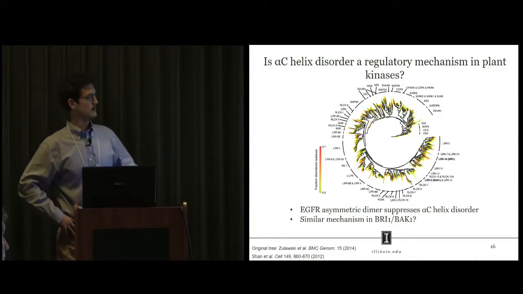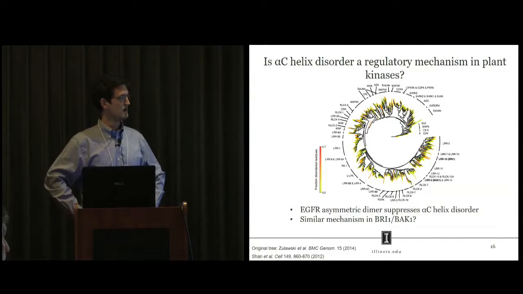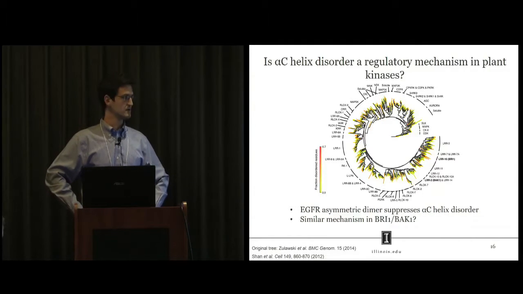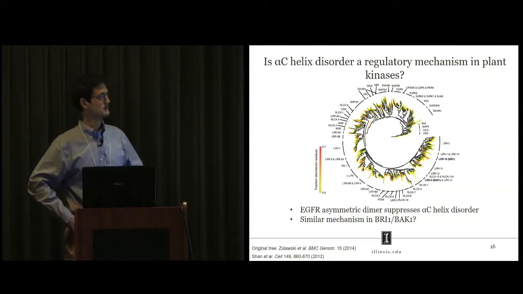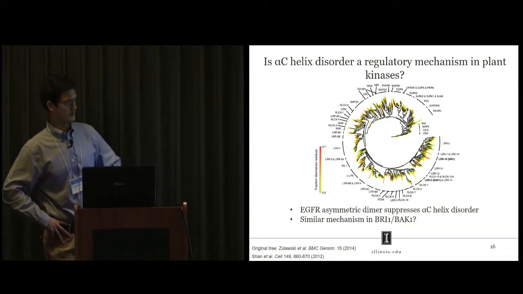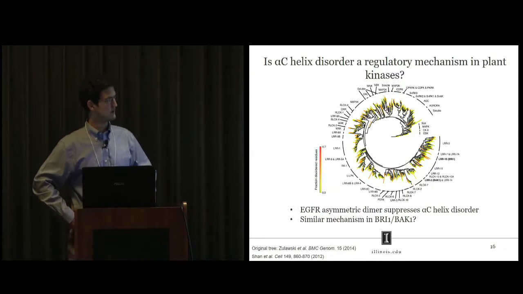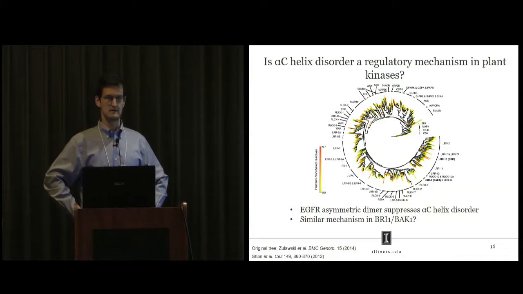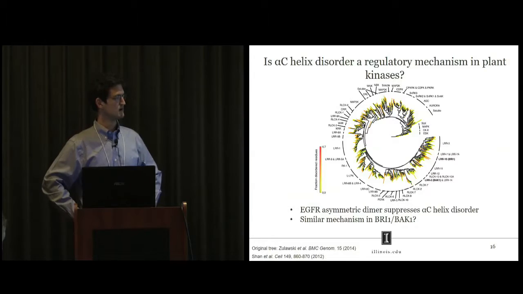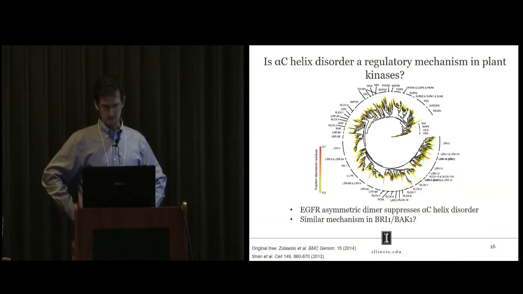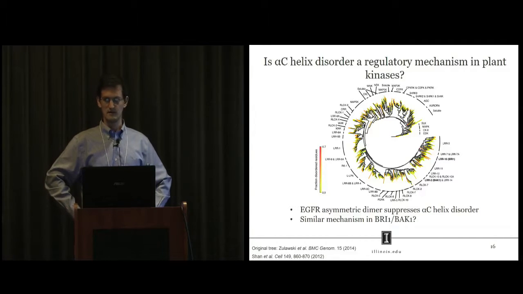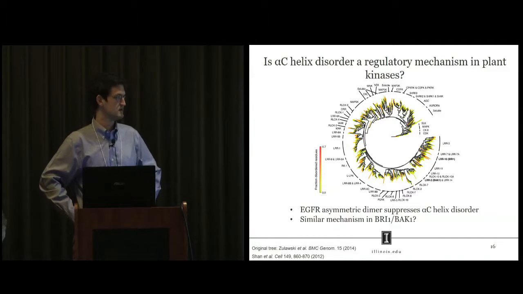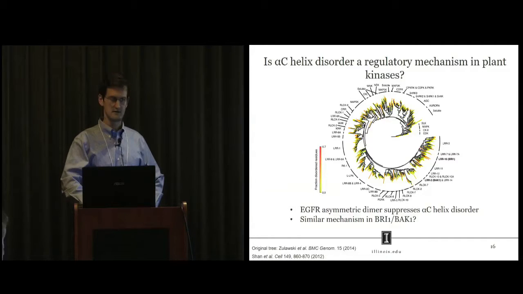And then also we just wanted to see how common this unfolding of this helix was throughout the known kinases in plants. So this is a phylogenetic tree made by another group, Zulawski et al. And we mapped onto that predicted alpha C helix disorder, and it looks like there's some disorder throughout many different families of kinases in plants. So who knows, maybe it could be a regulatory mechanism.